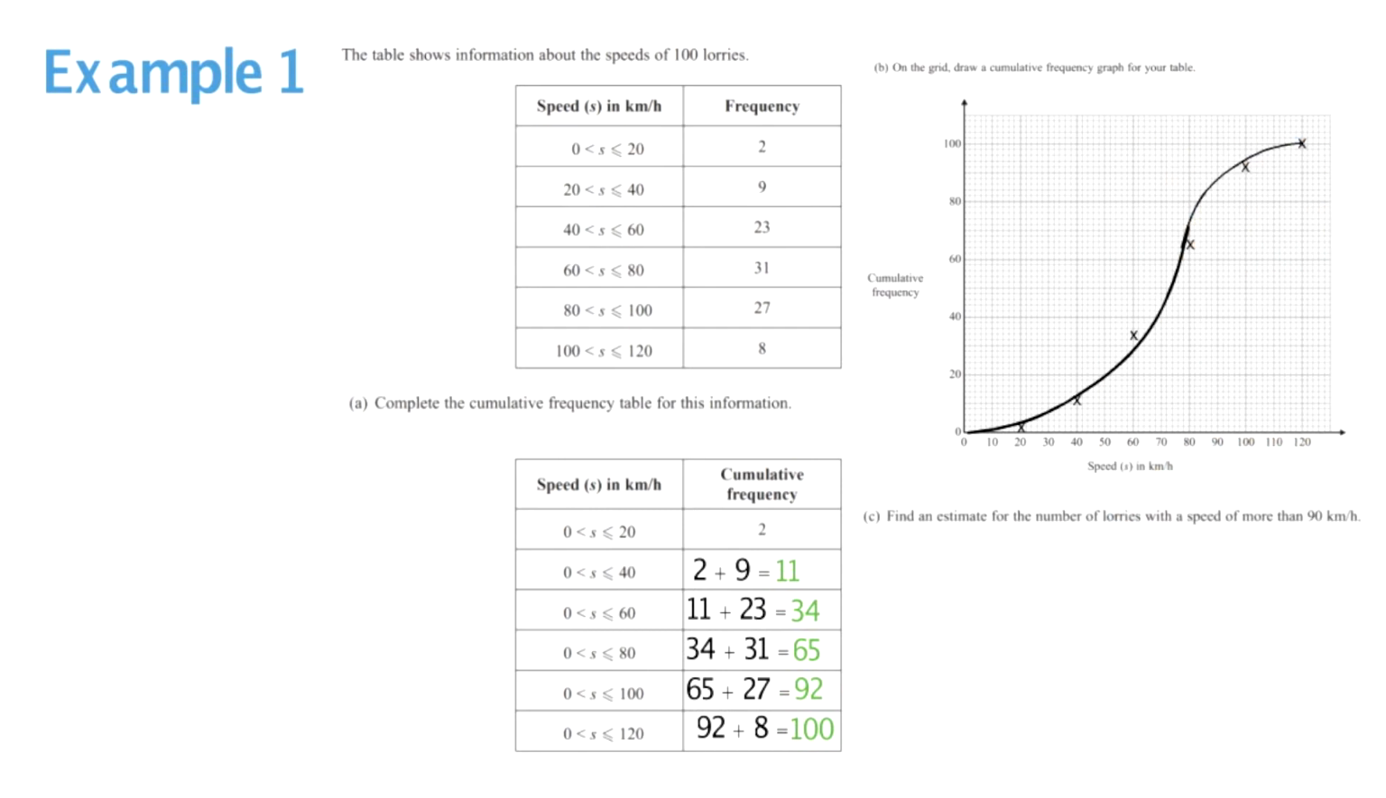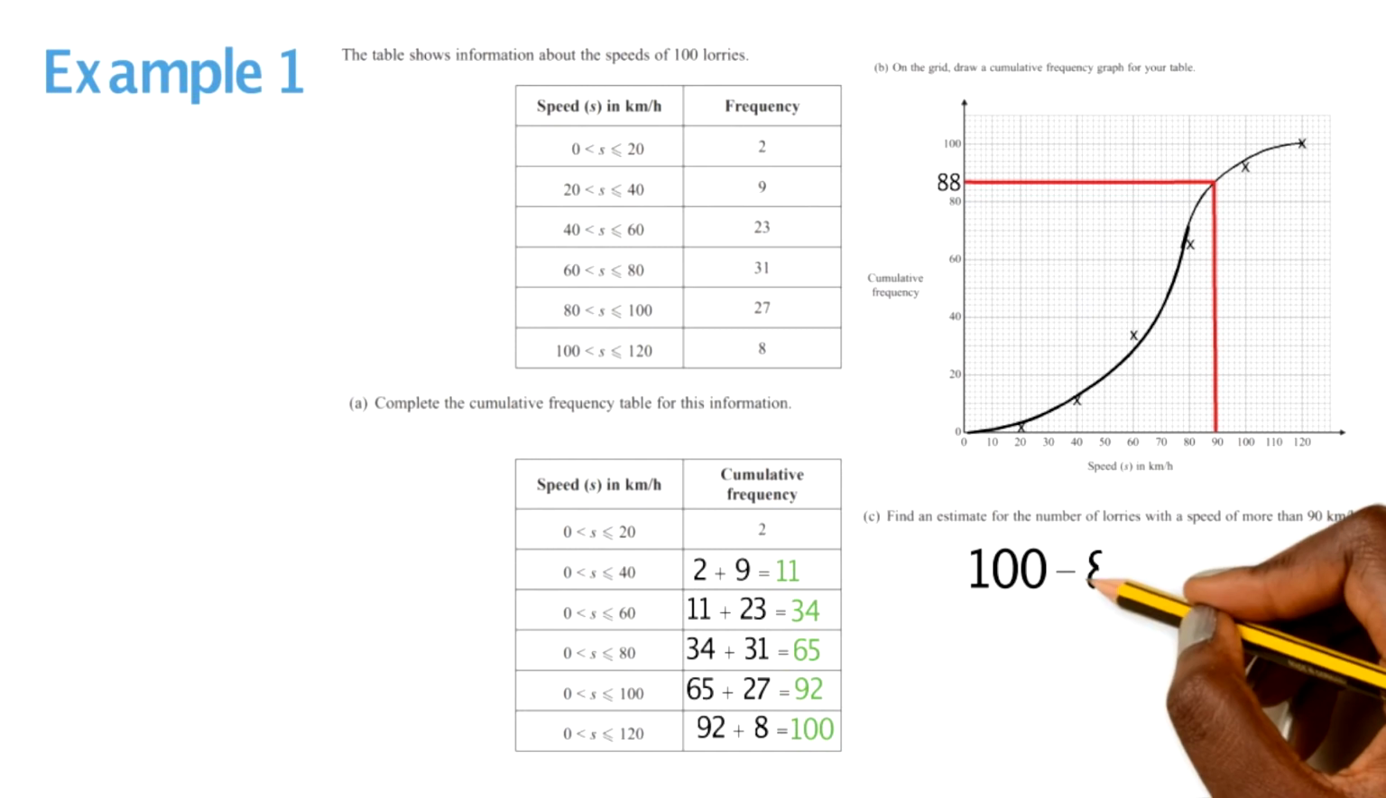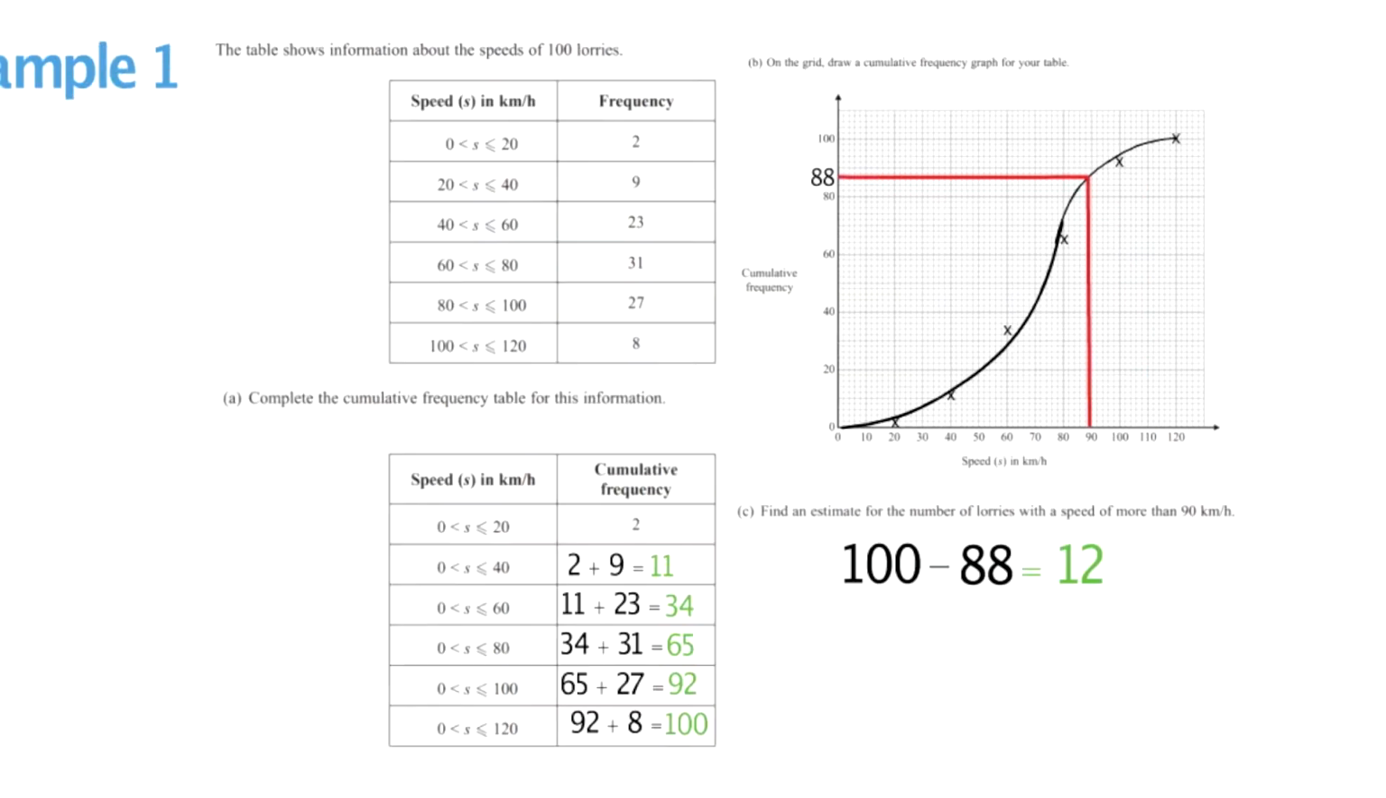And then here it wants us to find an estimate of lorries with a speed more than 90 kilometers per hour. So the first thing is that I would draw a line up from 90 and across. That gives us a cumulative frequency of 88. Because I'm looking at the speed more than 90, I'm going to do 100, because 100 was the total cumulative frequency, minus 88, because that was the cumulative frequency at 90 kilometers per hour, which is 12. And that's basically it.